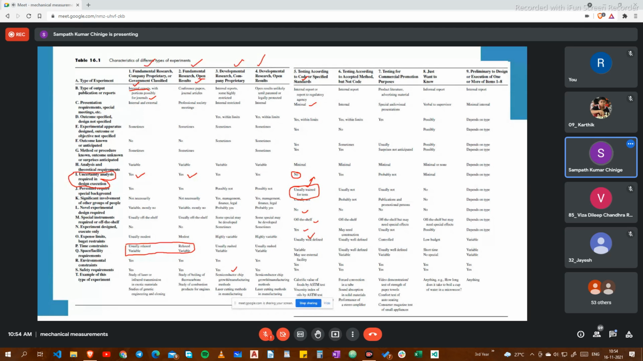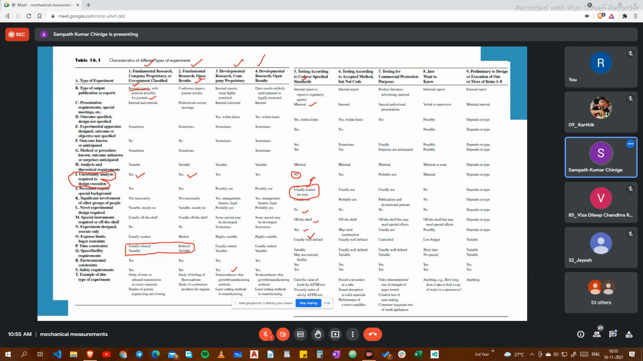Suppose you are trying to find out the calorific value of a food. You have conducted the test, but whether you are following the standards laid down by ASTM, American Society of Mechanical Engineers or something, such a society has given certain instructions that for finding calorific value, you have to follow these particular steps. So whether it's the ASTM code or the ASME code, which code are you using to find out your calorific value? Similarly, viscosity index.